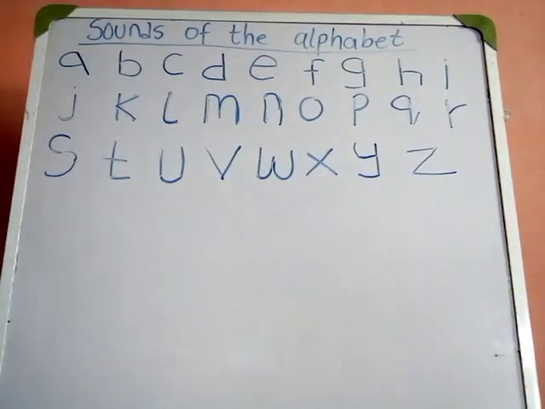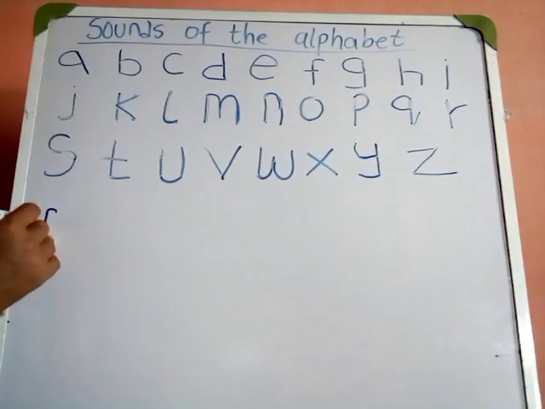Okay, we are going to learn how to spell using the sound. Our first word for today is fast. If you listen to the word fast, it has four sounds. The first sound is f.